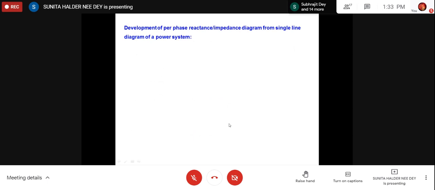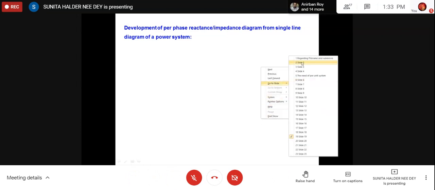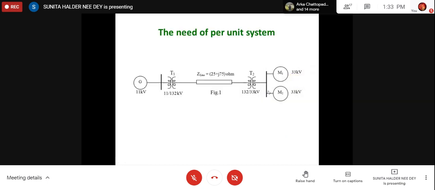Then how can we develop a per phase reactance diagram or impedance diagram from a single line diagram? The single line diagram is this one. This is called the single line diagram. From there you need a circuit. So how can we do that?